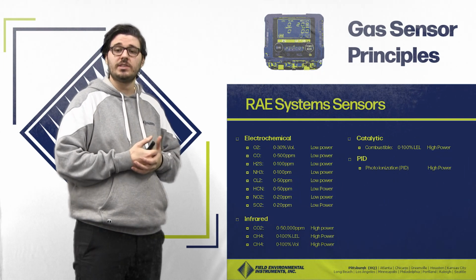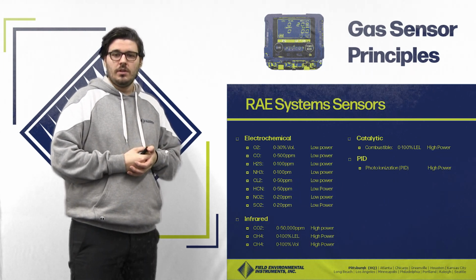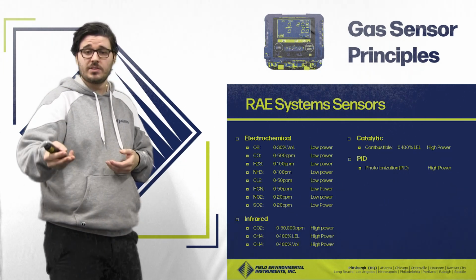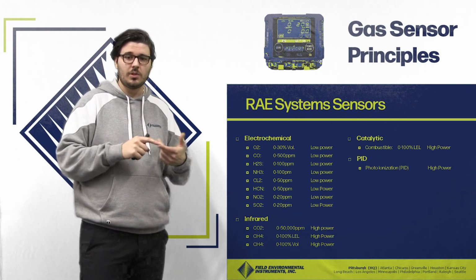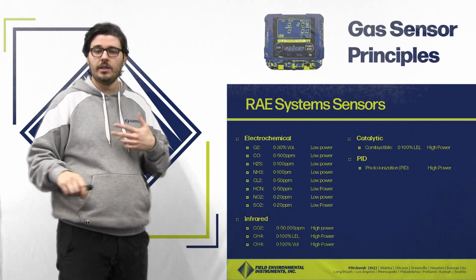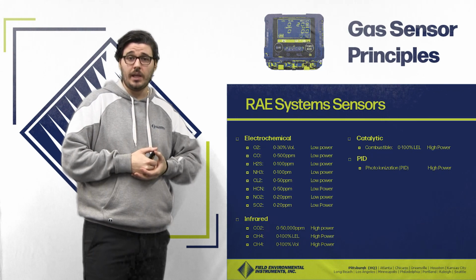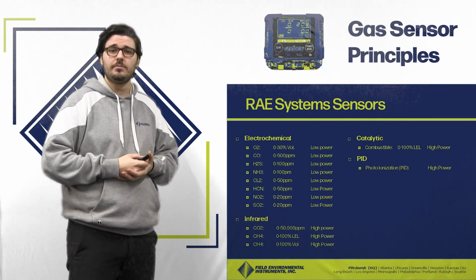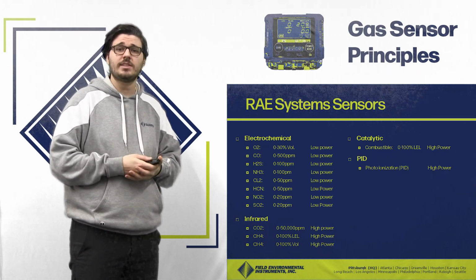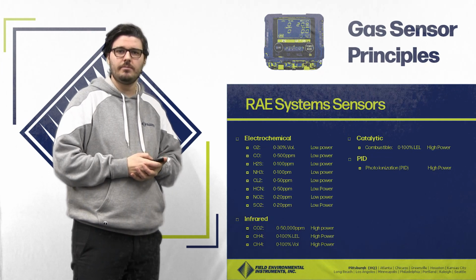So the Ray Systems sensor types. Here listed, we have the type of sensor, whether electrochemical, infrared, catalytic, and the ranges on them, and whether they're high power or low power, so determining what slots they can fit into in the back of that multi-ray.